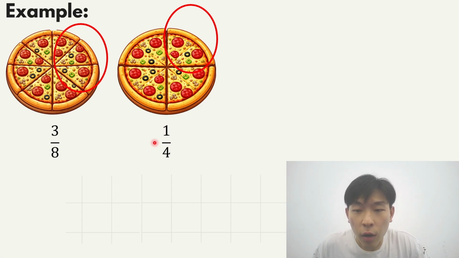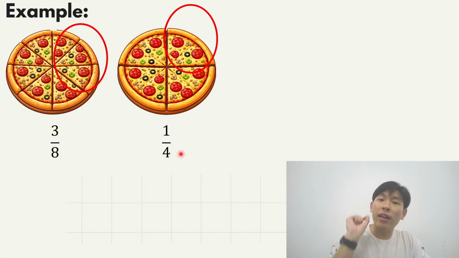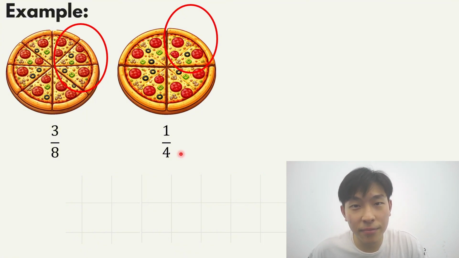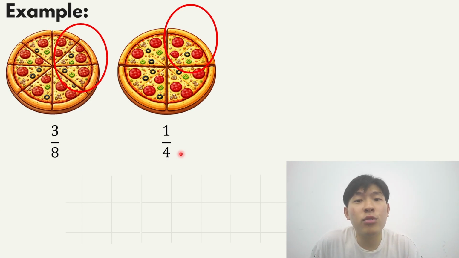So I want 1 over 4. So this means that out of 4 slices, I want 1. So we should split into 4 slices. So this means that for any fraction, we can use this kind of diagram to understand.